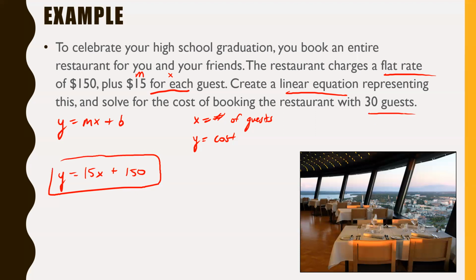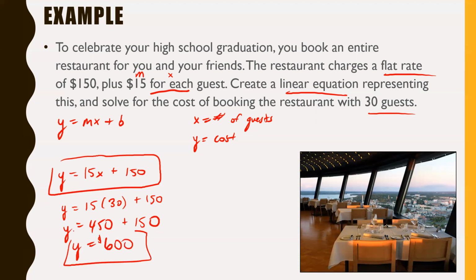Now we want to figure out what it would cost to have 30 guests. Well, x represents the number of guests, so we know we have 30 guests here, so let's just plug in 30. So y equals 15 times 30 plus 150. Throw that in your calculator or even do it by hand. 15 times 30, that's 450. So y equals 450 plus 150. Add those together, that's 600. And I'm going to call that $600 just because it's asking for a money amount there, right? Cool, 600 bucks. That's what it would cost to book the restaurant. That actually seems pretty nice.